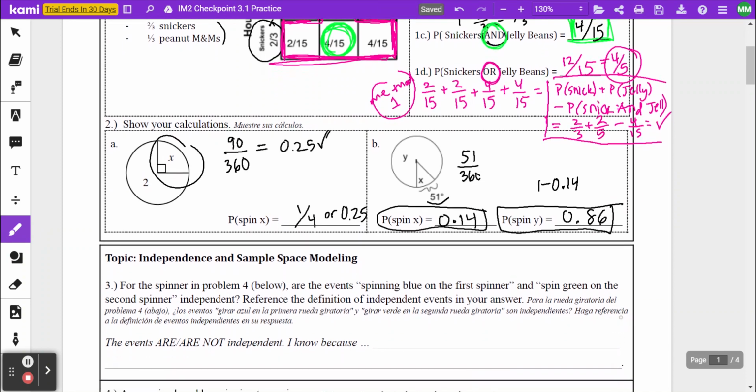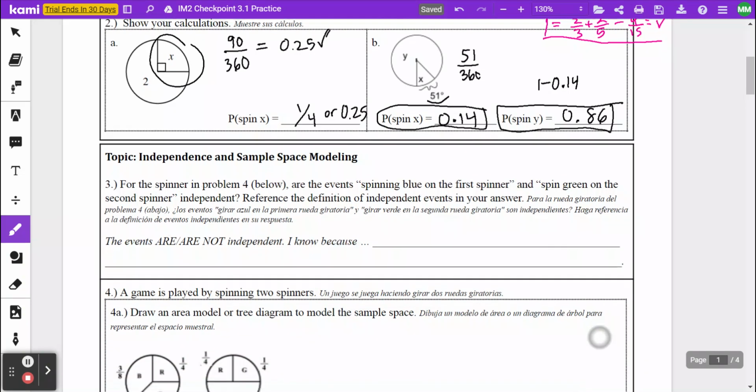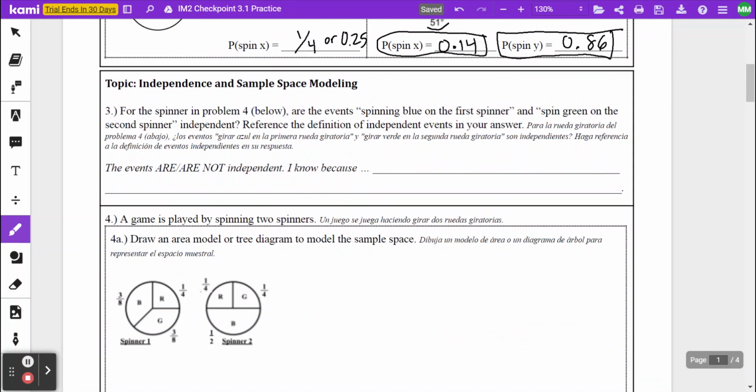We continue. We're on the second topic now. This topic is independence and sample space modeling. For the spinner in problem 4 below, so we'll look down here, are the events spinning blue on the first spinner and spinning green on the second spinner independent? And we need to reference the definition of independence in our answer. Okay, well, yes, they are independent.